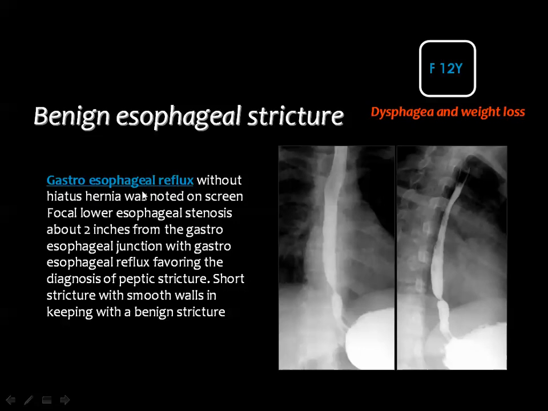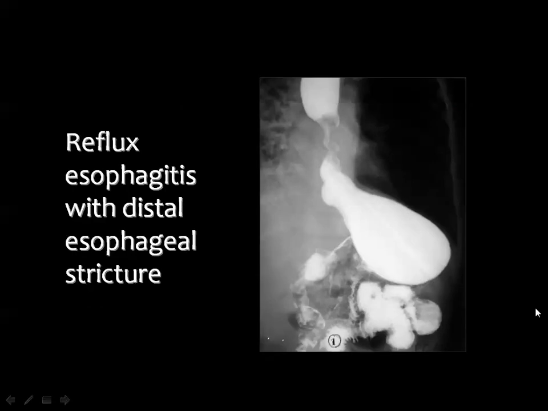stricture in the distal part of the esophagus secondary to reflux. Reflux will result in inflammation of the distal esophageal segment, and this inflammation will lead to ulceration, then followed by fibrosis, and this fibrous tissue will lead to narrowing of the distal part of the esophagus, and this is benign peptic stricture, as also seen in the adult population.